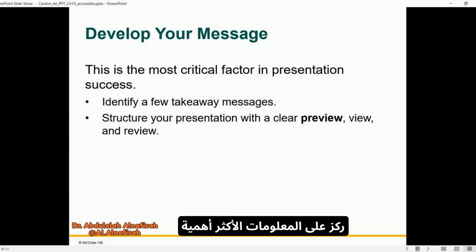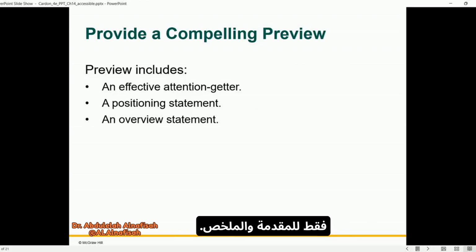Instead, sharpen your focus on the most critical information and clearly structure your presentation with a preview, body, view, and review. This familiar format guides audience attention and enhances comprehension, with the majority of time spent elaborating on main points and only a brief time on introduction and summary.